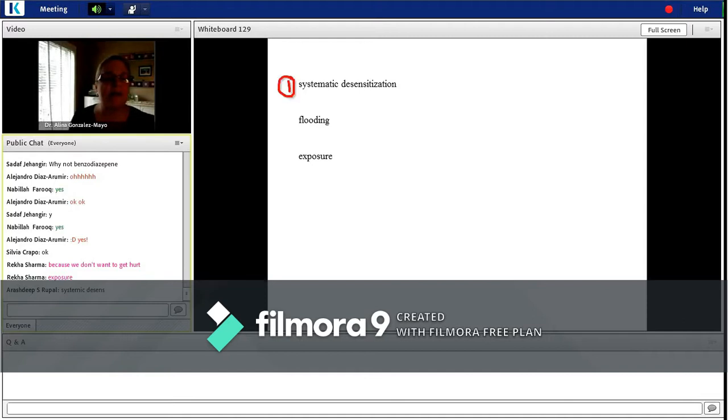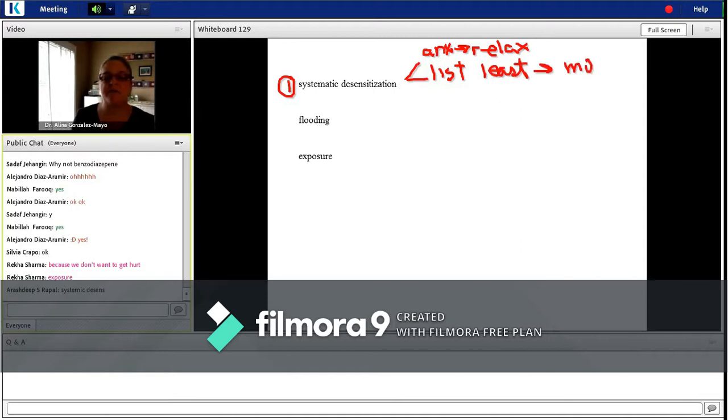Systematic desensitization works the following way. What we're trying to do is replace the anxiety with relaxation, okay? So you're going to come up with a list of the things that make you anxious, and you're going to go from the least anxiety to the most anxiety. And we're going to use relaxation techniques. So if I'm afraid of heights, I'm going to come up with a list of what would give me anxiety.